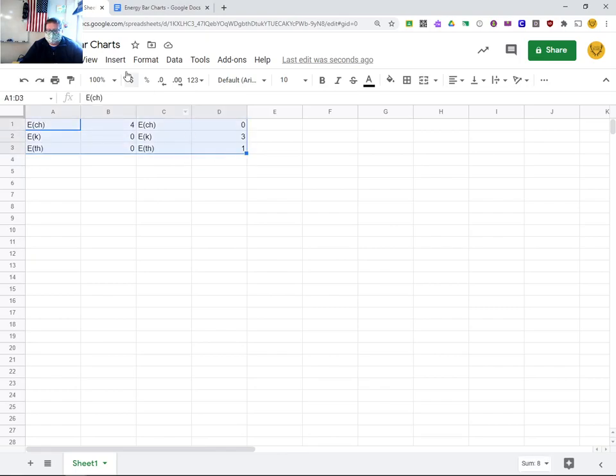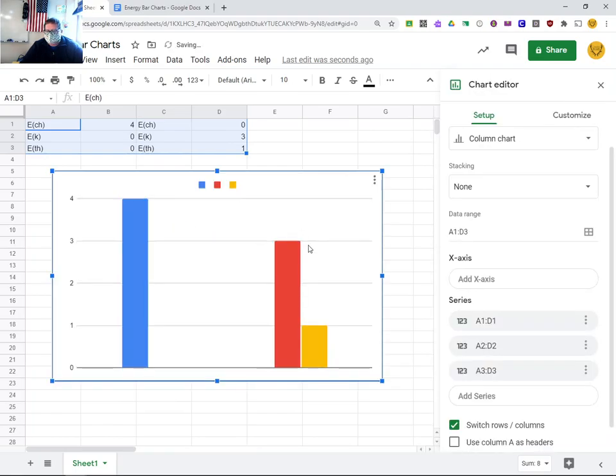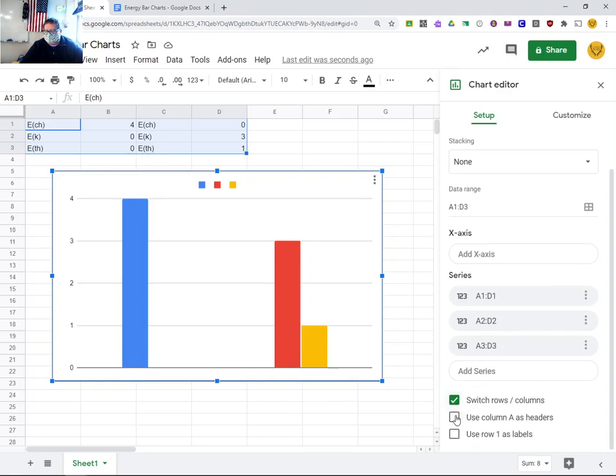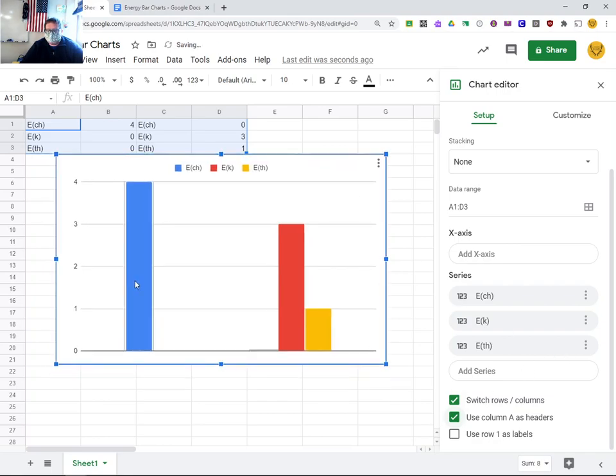So once you have this set up just like that, you just highlight everything, insert chart. Now, you can see it automatically made this bar graph here. You should click this use column A as headers so you get a key here. But then there you go. This is your bar graph. This is point A. I can see it's all chemical, 4 blocks. Point B, I can see 3 blocks of kinetic, 1 block of thermal.